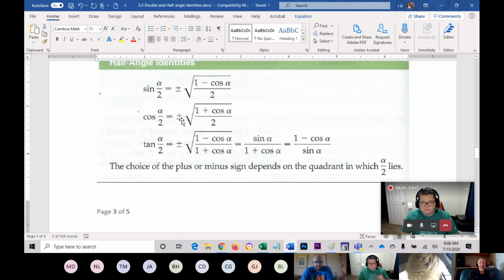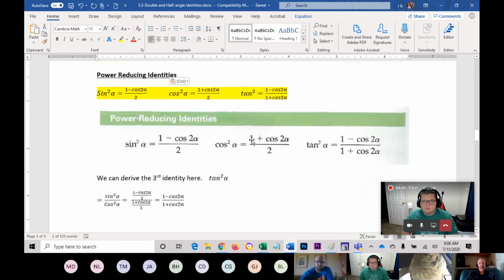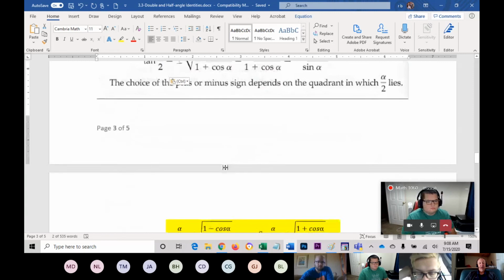Cosine of alpha over 2 equals the plus or minus square root of (1 plus the cosine of alpha) over 2. The tangent is plus or minus the square root of (1 minus cosine of alpha) over (1 plus the cosine of alpha). You can kind of see in this case, these are just the square roots of all these, essentially.